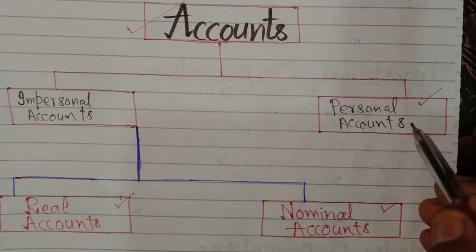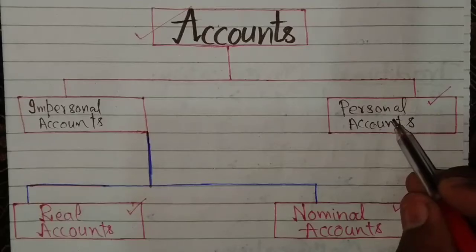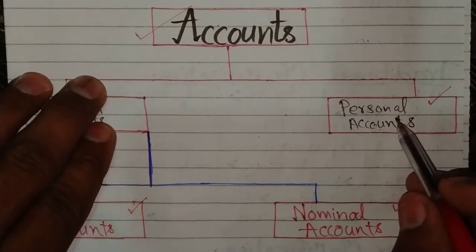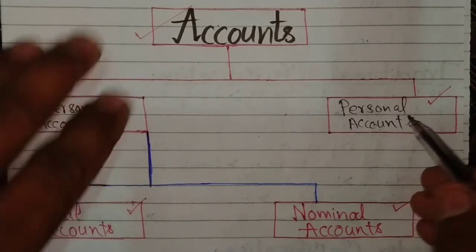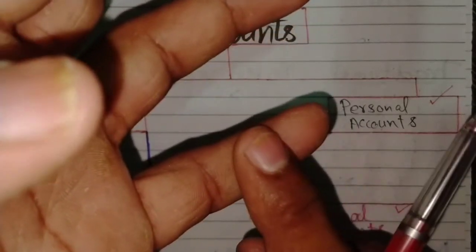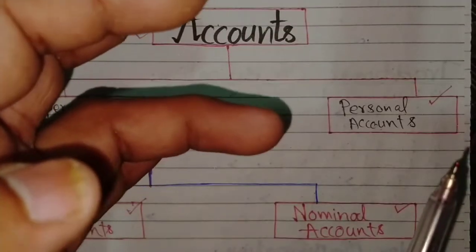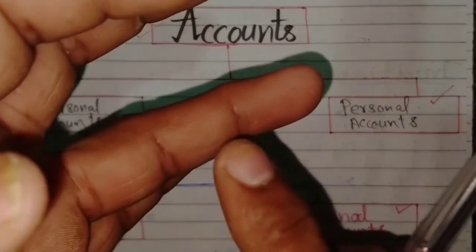First is personal accounts. Personal accounts are the accounts that are used to record transactions related to individual persons, firms, companies, or other organizations. Examples of such accounts include Mr. X account, Modern Enterprises account, and Citibank account, etc.